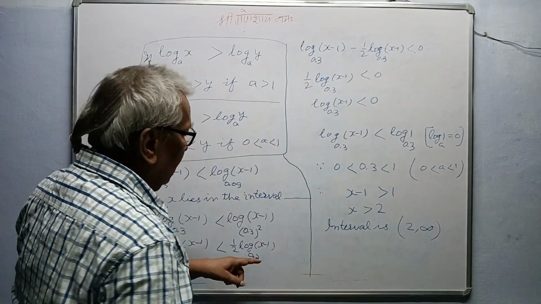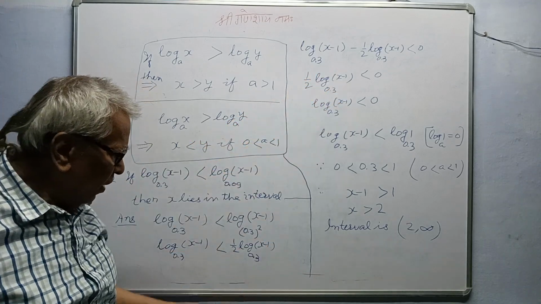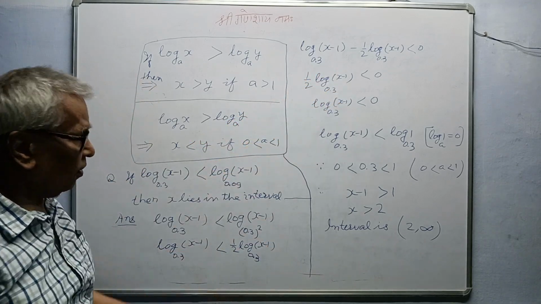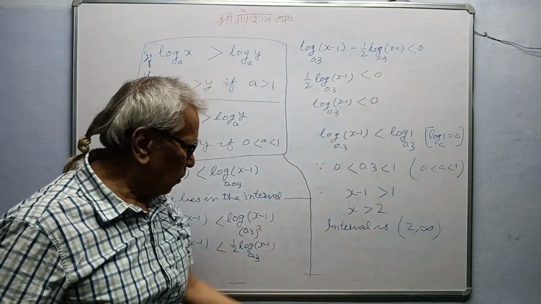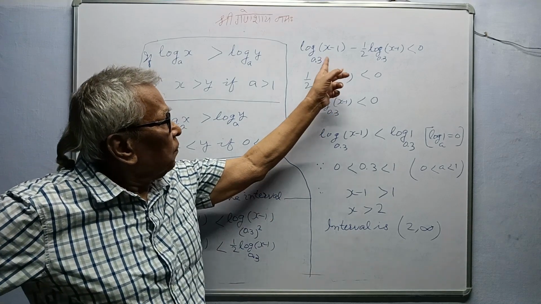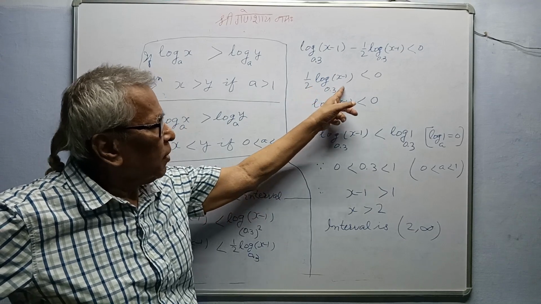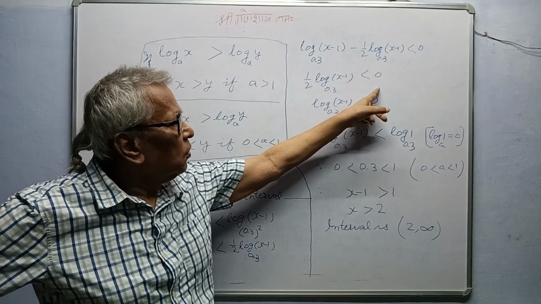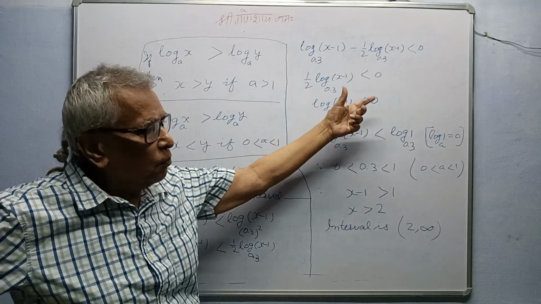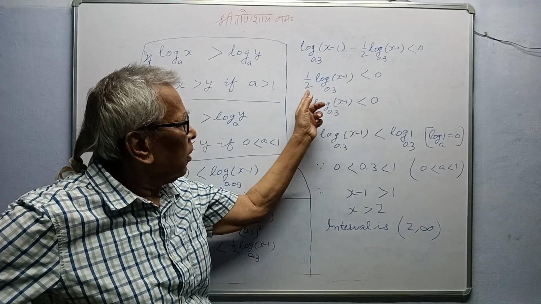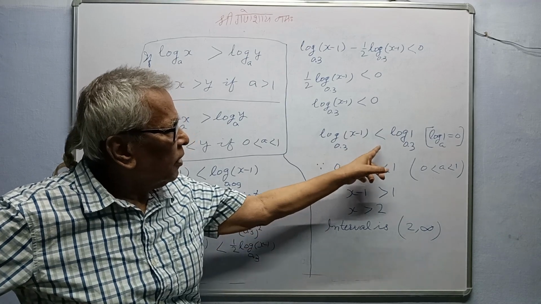Now log x minus 1 to the base 0.3 is equal, minus, this will come out this side. So minus half log x minus 1 to the base 0.3 is less than 0. This minus this half, so this will become half log x minus 1 to the base 0.3 less than 0. Multiply both sides by 2, 2 into half cancels, 2 into 0 is 0. So log x minus 1 to the base 0.3 is less than 0.